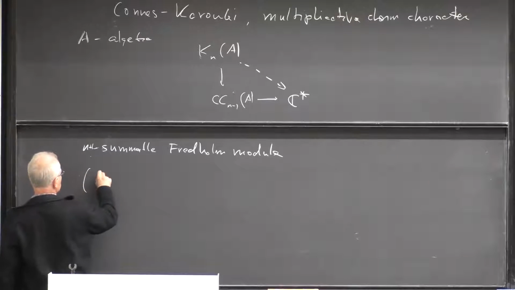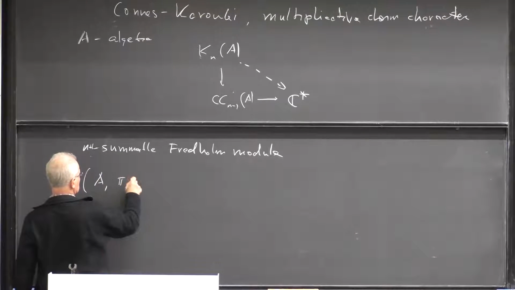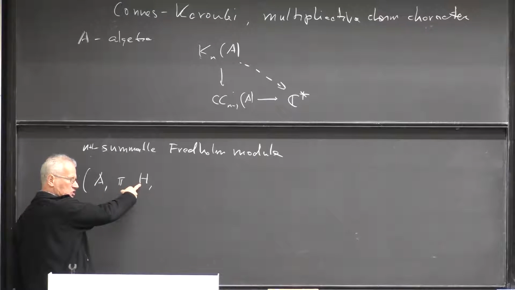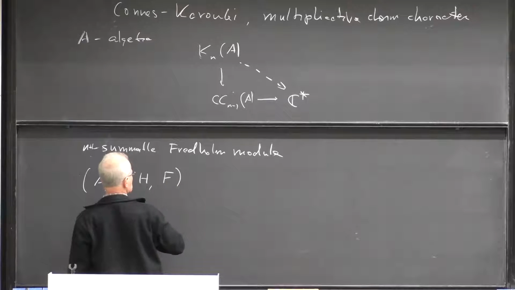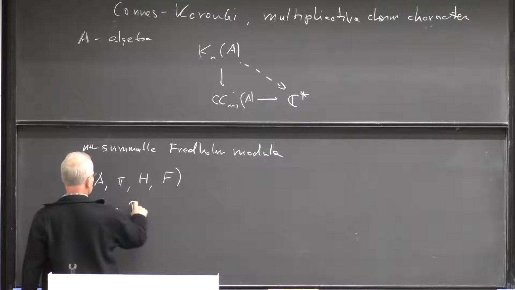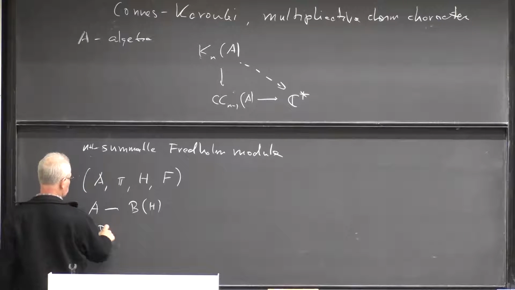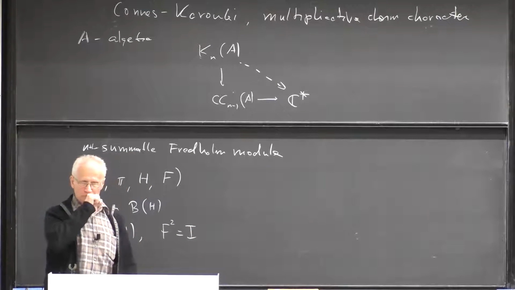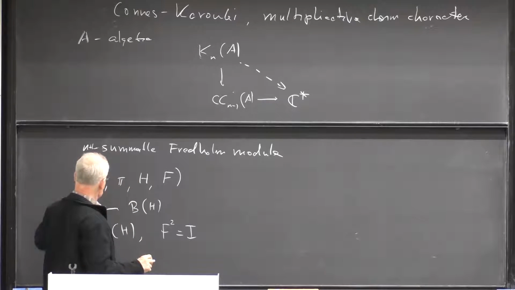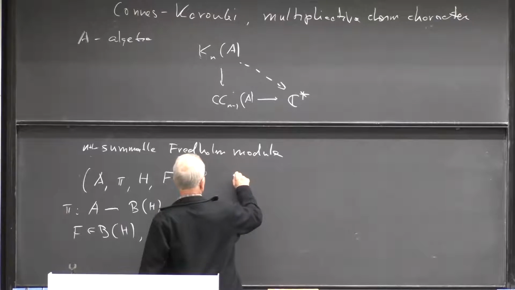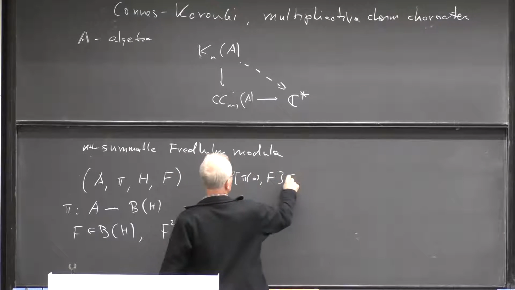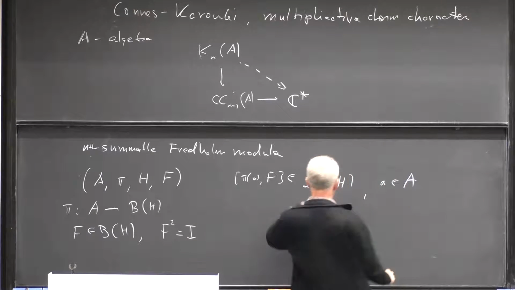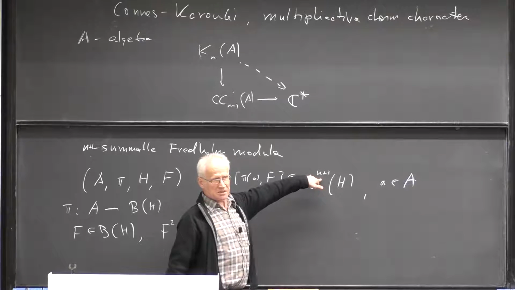Which means the following. We have our algebra A. We have its representation as an algebra on some Hilbert space H. So pi is a homomorphism from A to bounded operators on H. And we have an operator F, a bounded operator, and for our purposes, just F squared equals 1. This n plus 1 summable really means that the expression [pi(A), F] sits in L^(n+1) of H for every A in the algebra. This means the n plus first power is trace class. Okay?